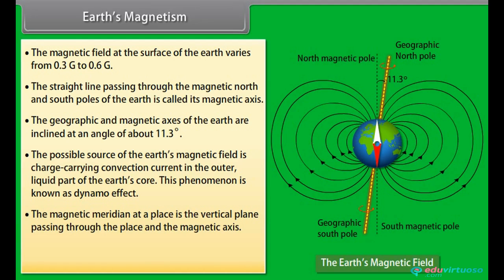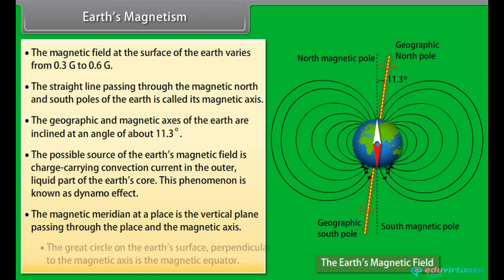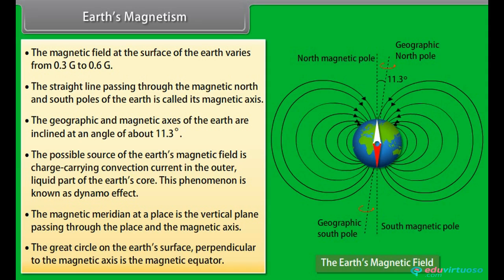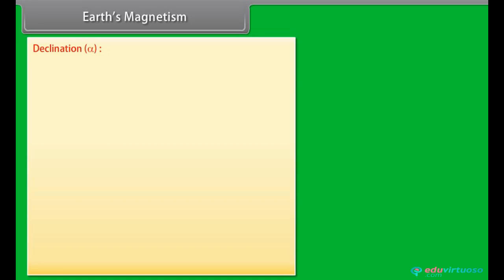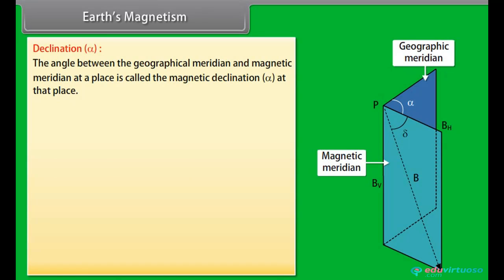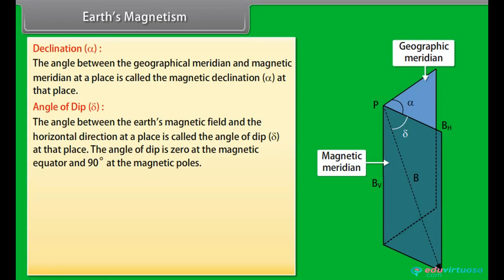The magnetic meridian at a place is the vertical plane passing through the place and the magnetic axis. The great circle on the Earth's surface perpendicular to the magnetic axis is the magnetic equator. Declination, alpha. The angle between the geographical meridian and magnetic meridian at a place is called the magnetic declination at that place. Angle of dip, delta. The angle between the Earth's magnetic field and the horizontal direction at a place is called the angle of dip at that place. The angle of dip is 0 at the magnetic equator and 90 degree at the magnetic poles.